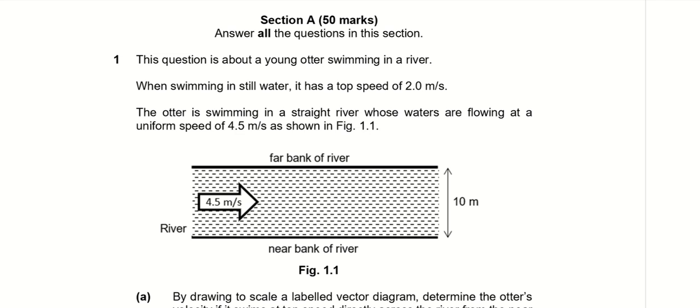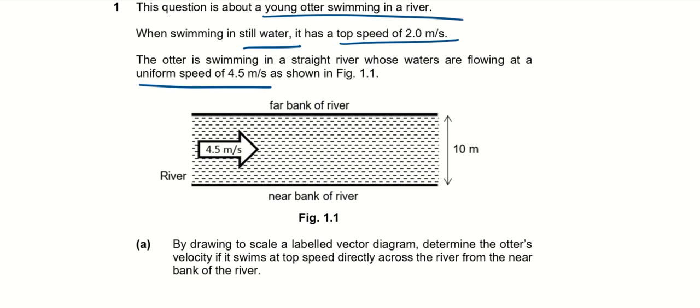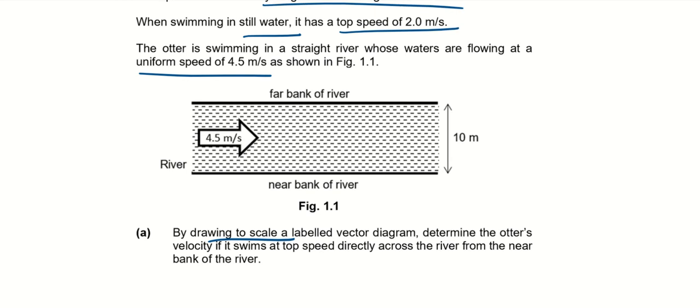Okay, but if you're good in this, you'll know that this is a young otter swimming in a river. When it is swimming in still water, it has a top speed of 2 meters per second. It is swimming in a straight river whose waters are flowing at a uniform speed of 4.5 meters per second. By drawing to scale, that means you need your vector diagram, a labeled vector diagram, determine the otter's velocity if it swims at top speed directly across the river.